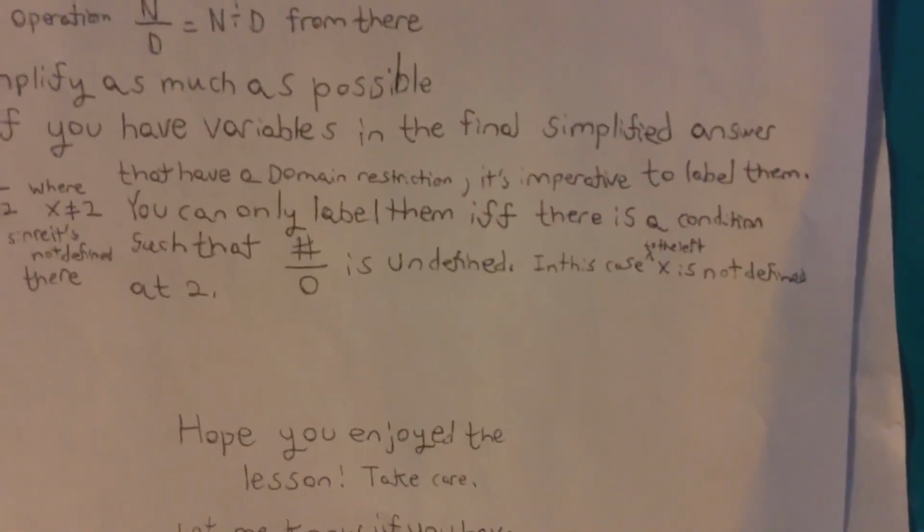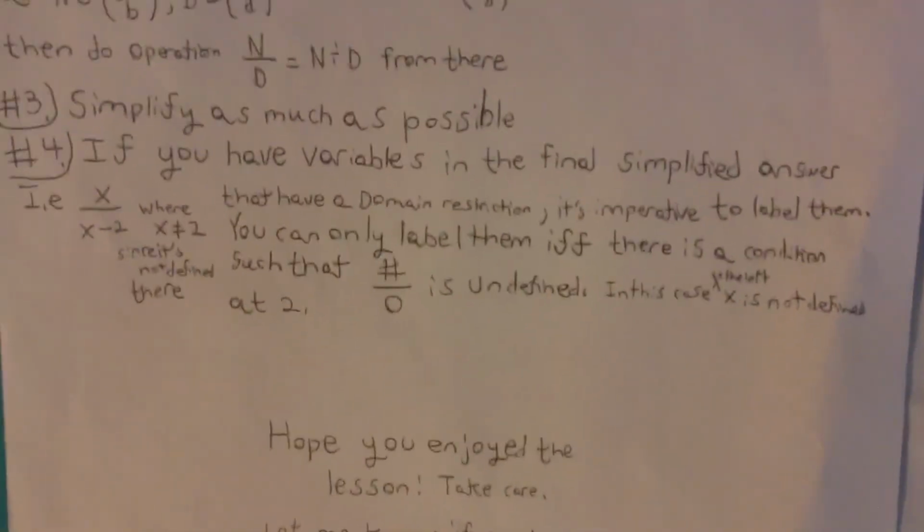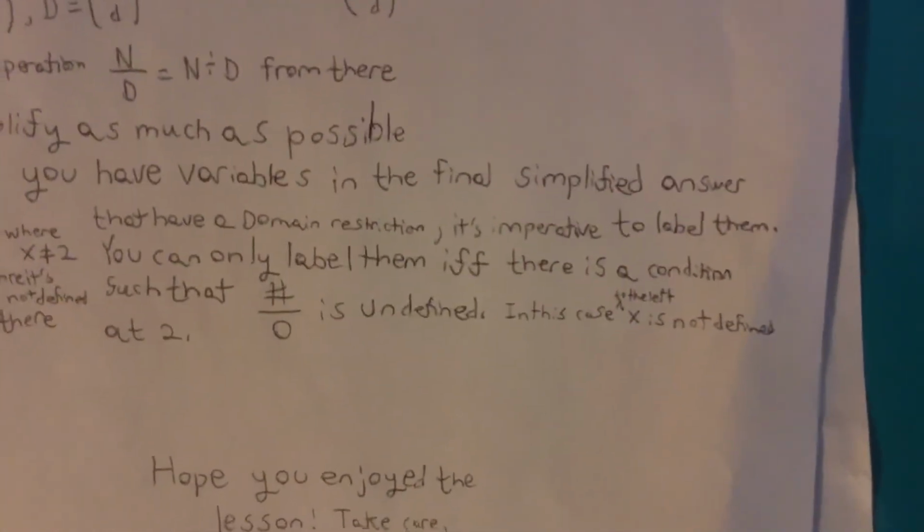Now, you can only label them if, and only if, there's a condition where numerator over 0, or some variable over 0, is undefined. Like I said, in this case, x will not be defined at positive 2.